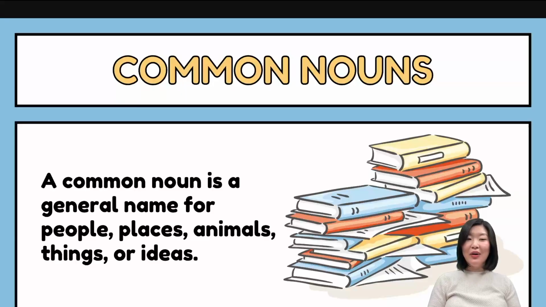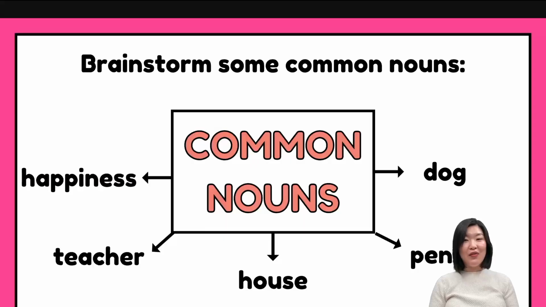A common noun is a general name for people like teacher, places like city, animals like puppy, things like book, or ideas like dream. These are the type of common nouns that you will see in English vocabulary. So words like happiness, teacher, house, pencil, dog are all part of common nouns.